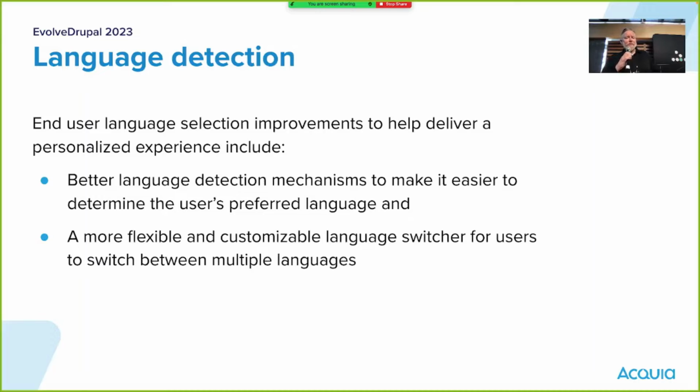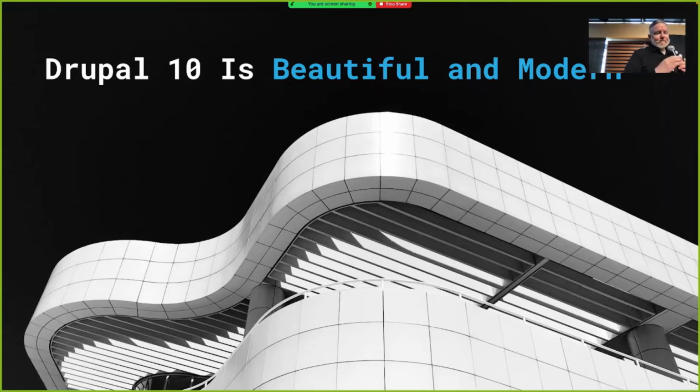There is also a more customizable and configurable language switcher. So in the past, you might have had to do custom twig templates or pre-process functions or some sort of combination of the two to get the language switcher to look and react the way that you wanted. Whereas a lot more of those can be achieved now directly through site configuration.